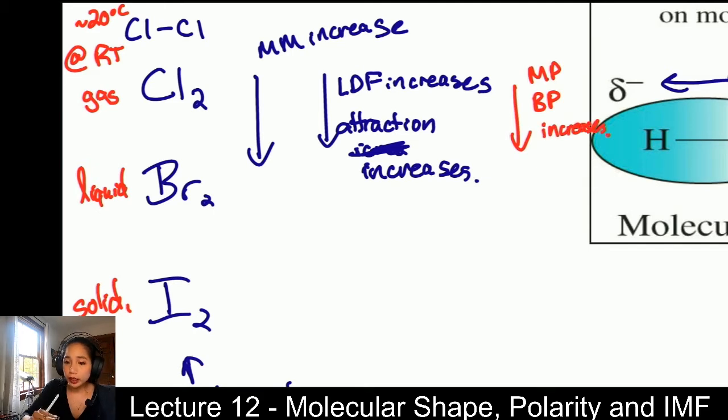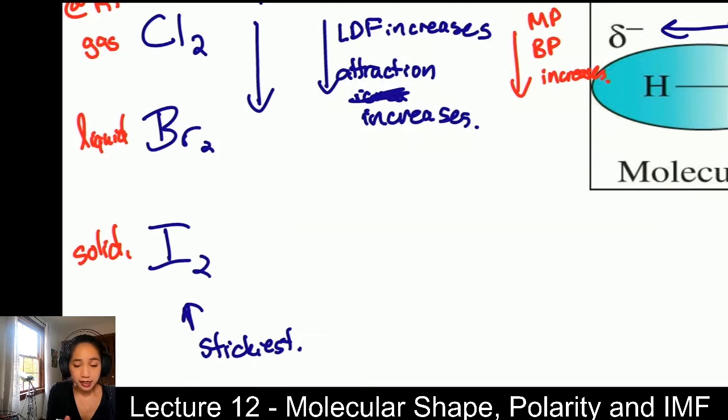If your boiling point, the amount of energy or temperature you need to turn a liquid into a gas, increases, you're going to have to put a lot more energy in to make it a gas. That's why diatomic iodine is a solid at room temperature, because it is the stickiest. It has the most London dispersion forces. There's a lot of attraction keeping those molecules together. Compared to that, diatomic chlorine has a lot fewer London dispersion forces holding it together. So even at room temperature, that is enough energy to make it turn into a gas.